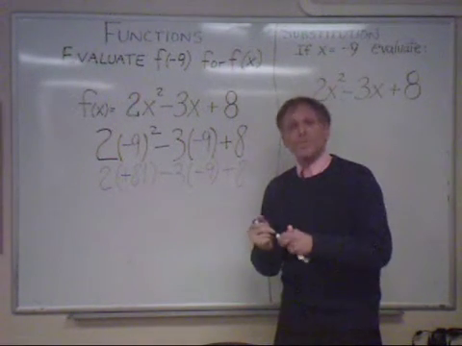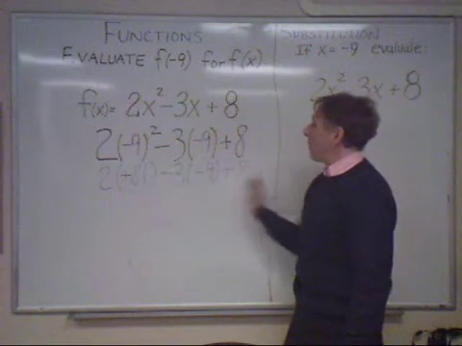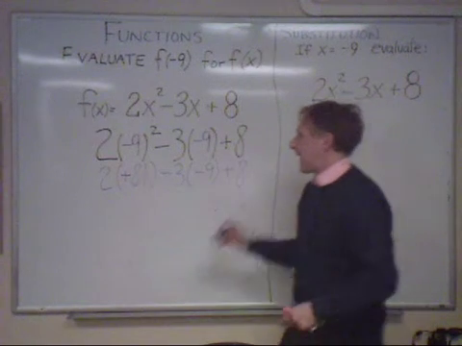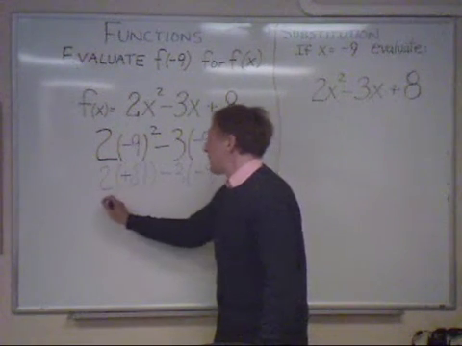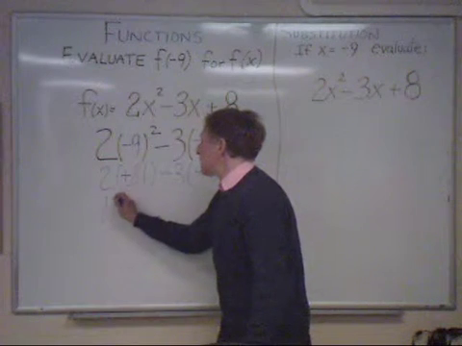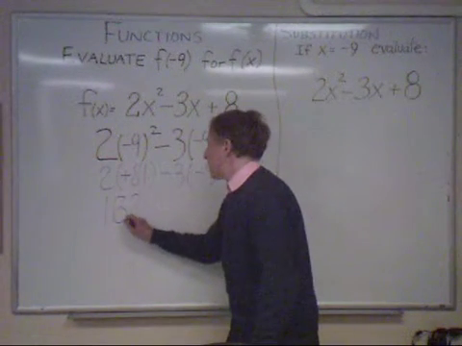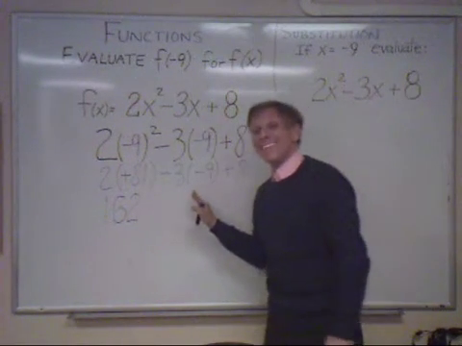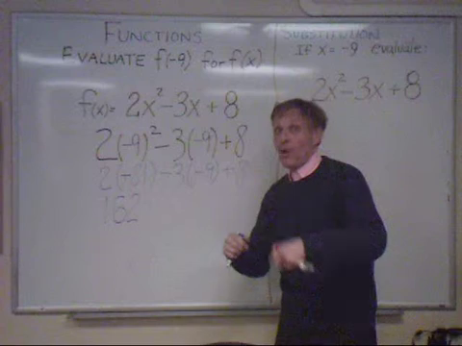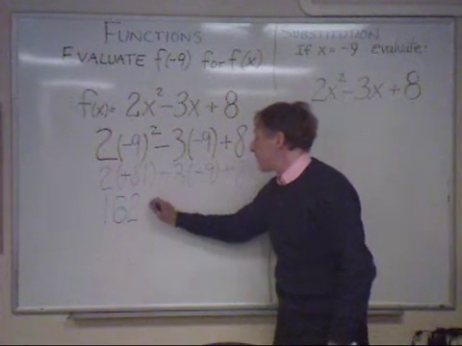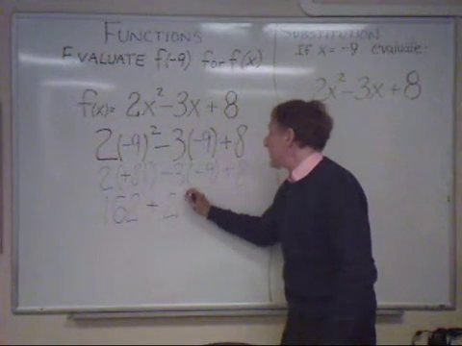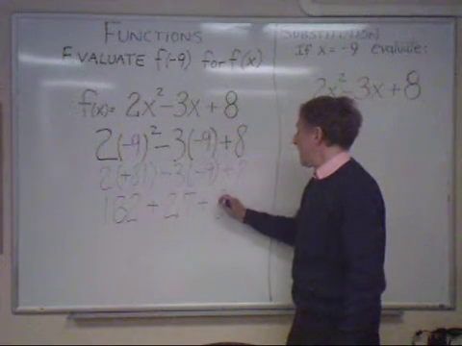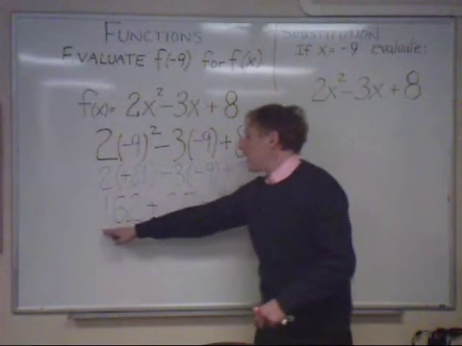Now I will perform my multiplication. So I'll do all my multiplication next. And I have 2 times 81 is 162. And -3 times -9, two negatives, we multiply, they're positive, positive 27, and plus 8. And I go from left to right.